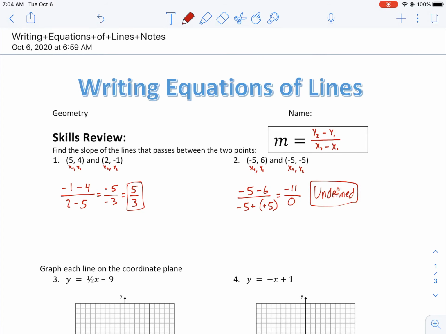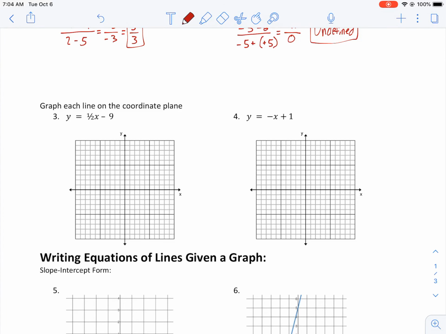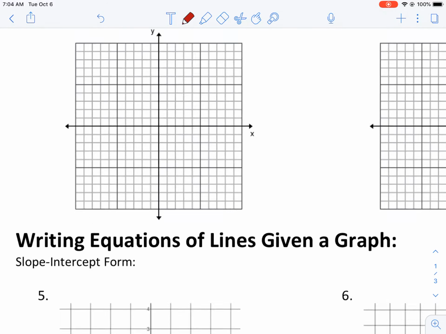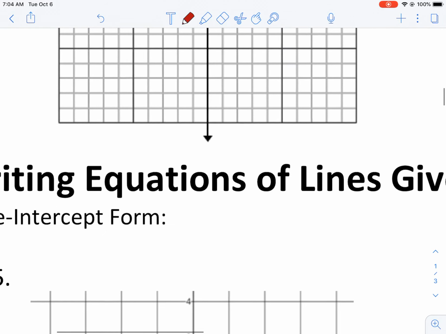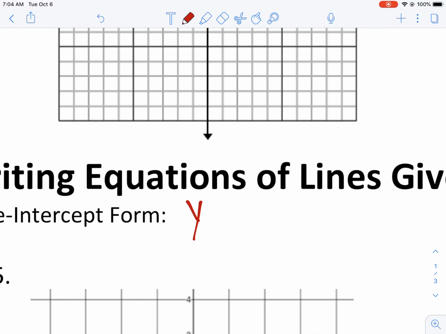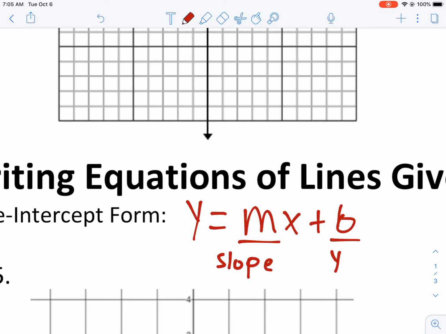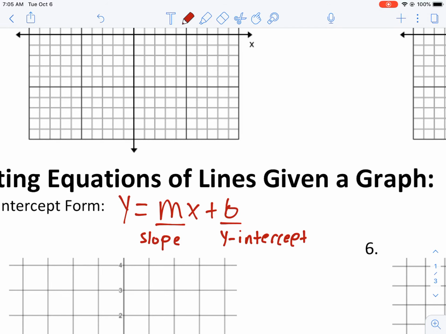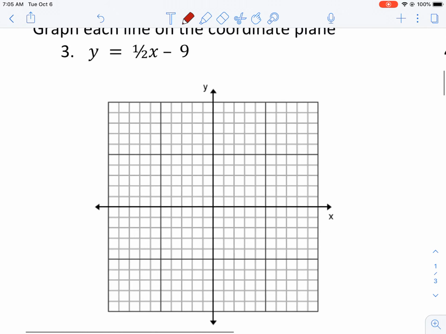All right. The second skills review we want to go over is graphing. Now, we're going to talk about this down here, but slope-intercept form, right? Y equals mx plus b. M is your slope, and b is your y-intercept. So all you need is those two things to graph. You need a point to start, and then you need your slope to get you more points.